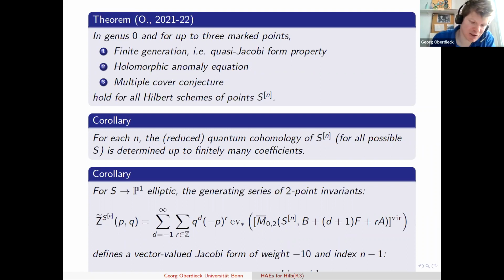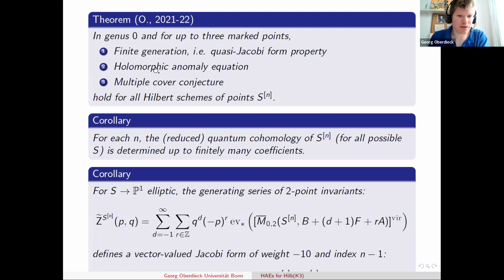Here I should also say what the virtual dimension of this moduli space is. It's something like (2n minus 3) times (1 minus g) plus 1. So in fact, in higher dimension, for n bigger or equal to 3, you only have genus 0 and genus 1. So really genus 0 is the interesting case.